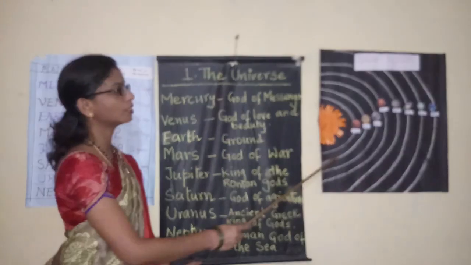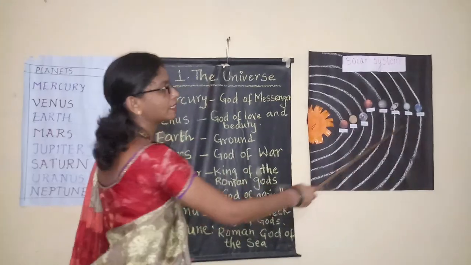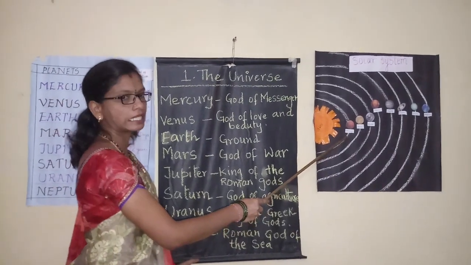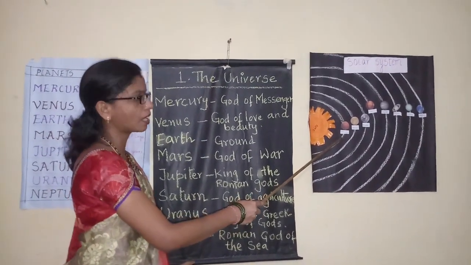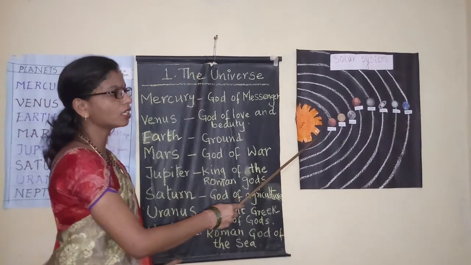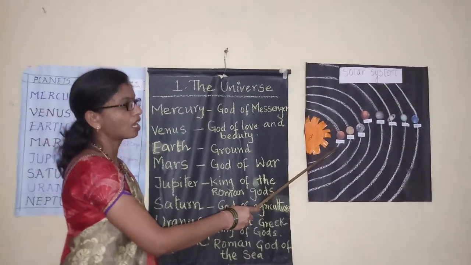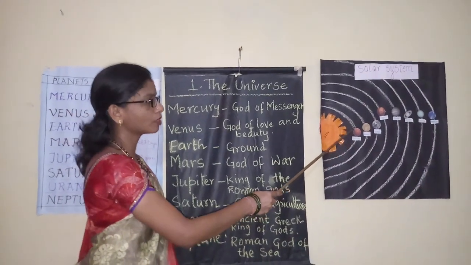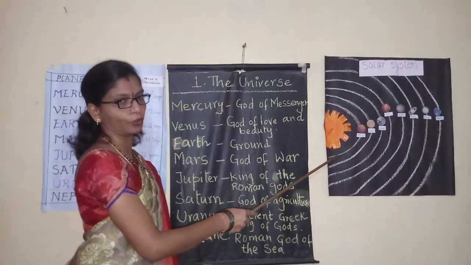Today we are going to learn about all the 8 planets in detail. The first and foremost planet is Mercury in the solar system. And this Mercury is very close to the sun. As it is very close to the sun, it is very hot and life does not exist on this Mercury.